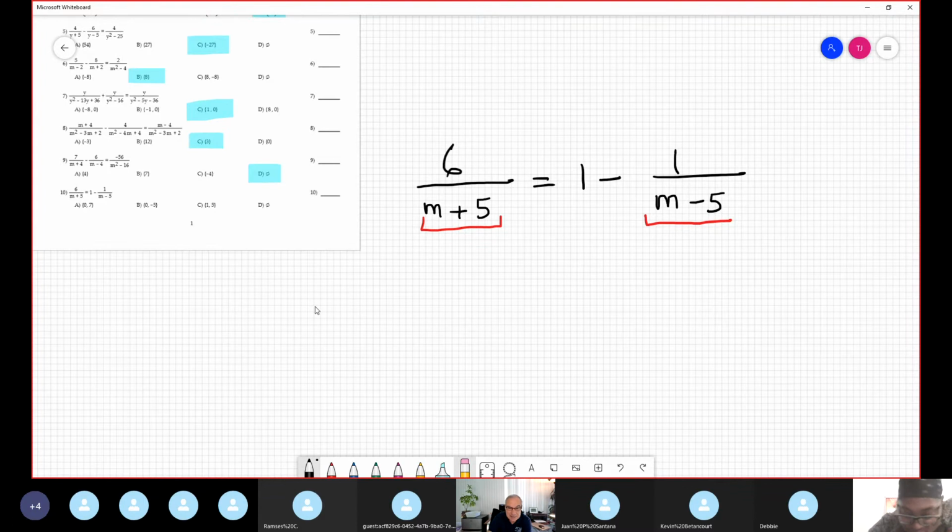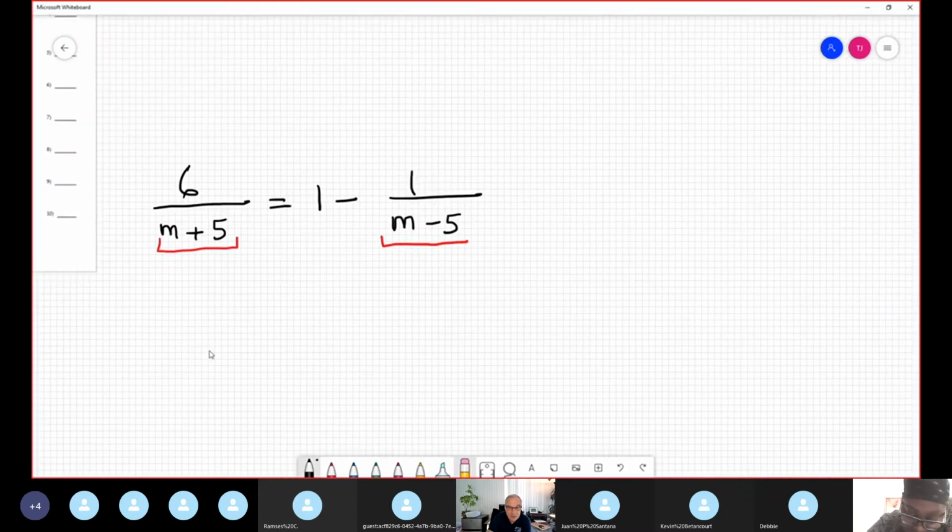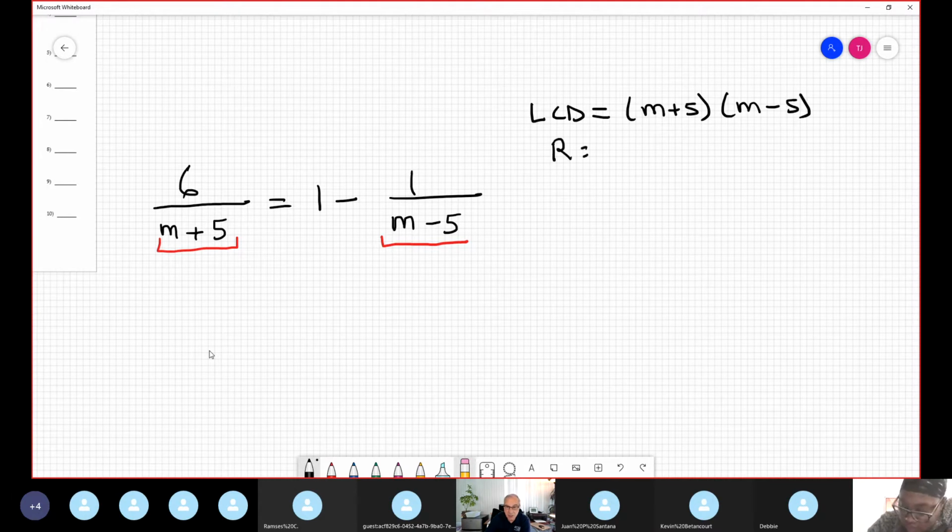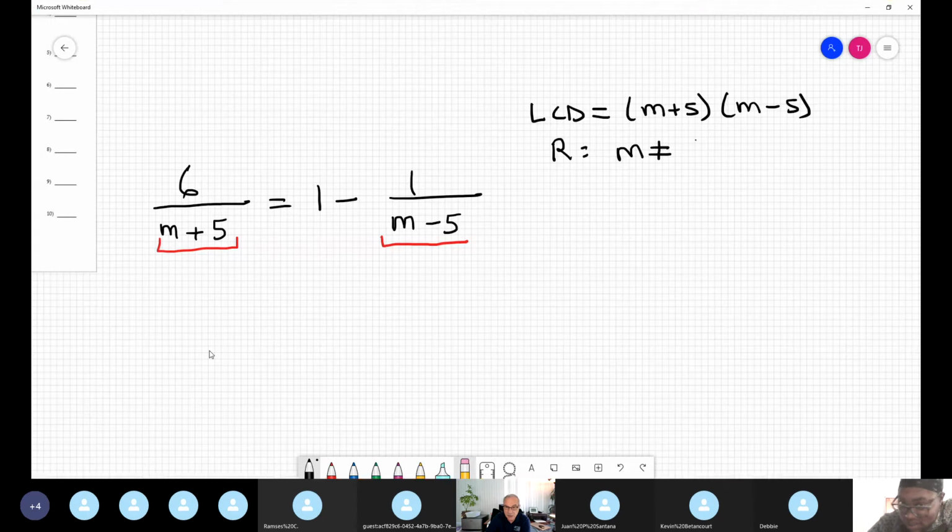Okay, so the LCD for this equation is the combination of both m plus 5 and m minus 5. And the restrictions, the illegal values, are 5 and negative 5.